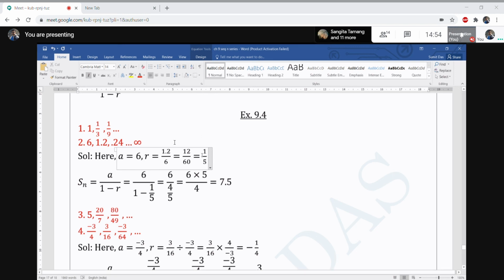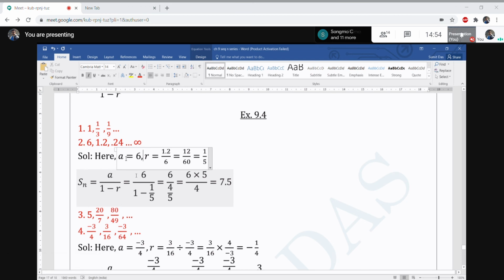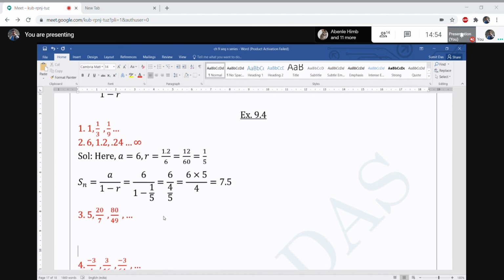Now the sum formula is a divided by 1 minus r, right? So a divided by 1 minus r means what? a is 6, 1 is 1, and r is 1 by 5. That's as simple as that. After that we just simplify. 1 minus 1 by 5 is 4 by 5. So 5 is going up and we are getting 7.5. As simple as that. So next, do this question.